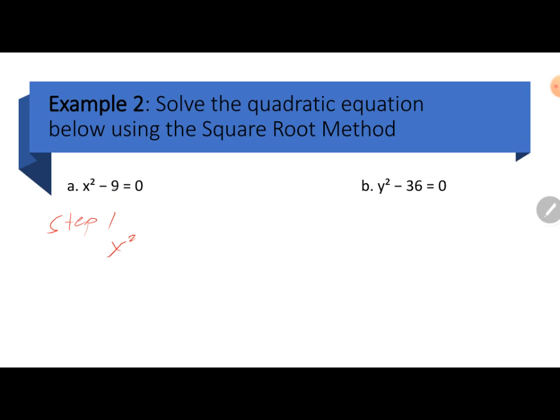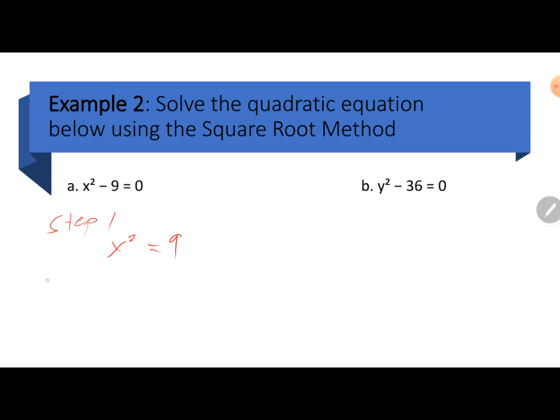Then, our constant term is that 9. So, how are we going to put that one? So we're going to write equal. So what is the opposite sign of negative 9? Or negative? Okay, and that is positive 9.